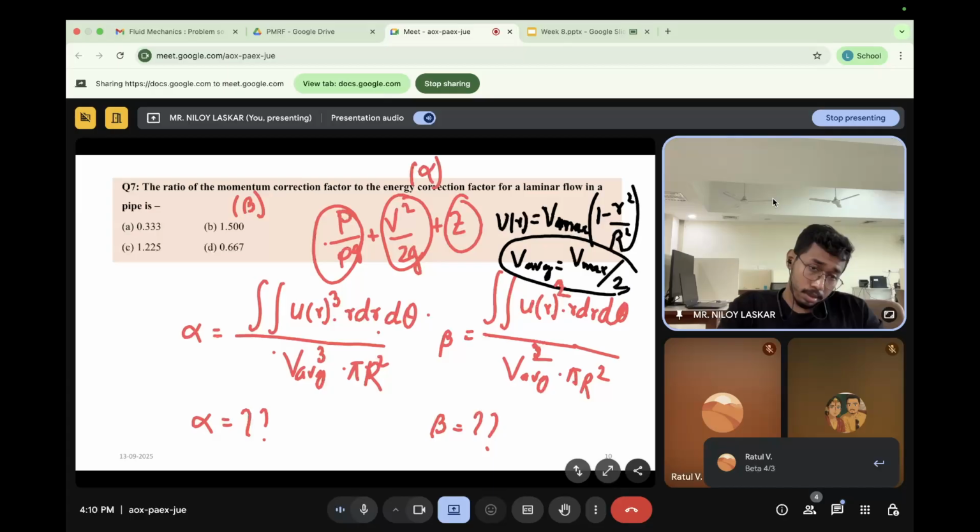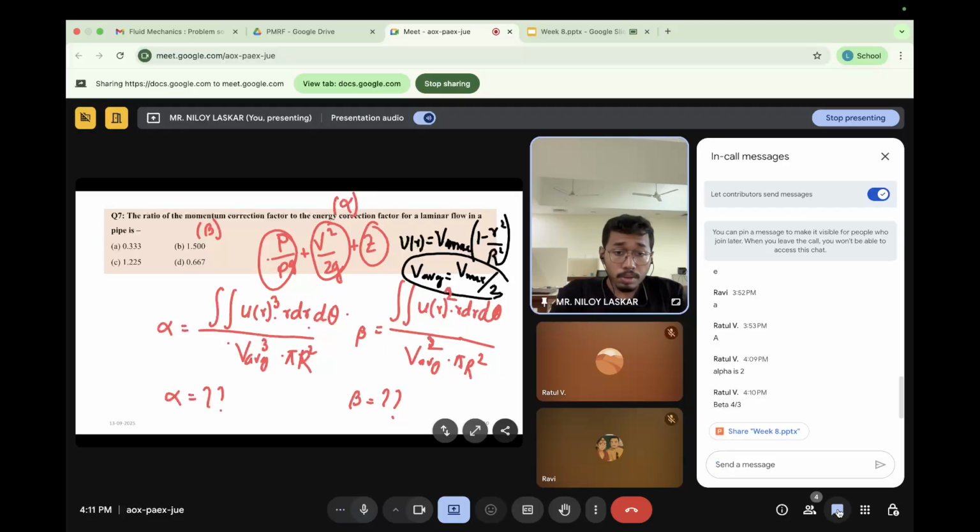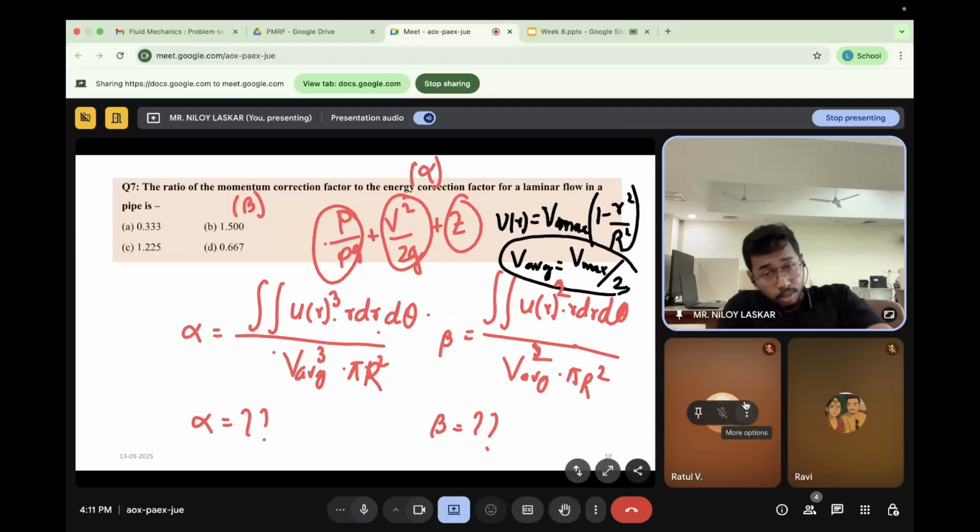Also beta is saying that it is 4 by 3. Okay. One more minute I will wait and then I will go for the solution.